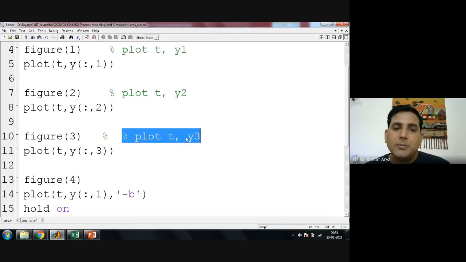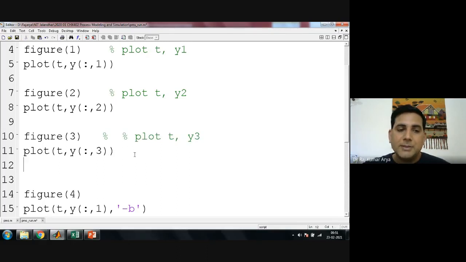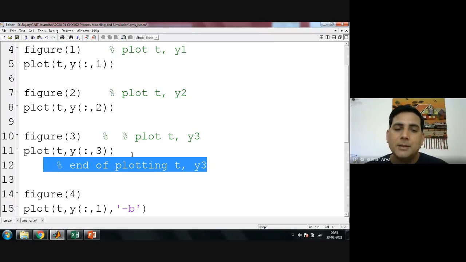If you are plotting t comma y1, and once this calculation is over, you can give a comment here, and then plotting t comma y3. The plotting of t comma y3 starts here, and from here it ends, right? So it will make your program easy to understand. This is a must if you are writing a long simulation program with a very large number of equations or variables. So it is a must to define it this way.